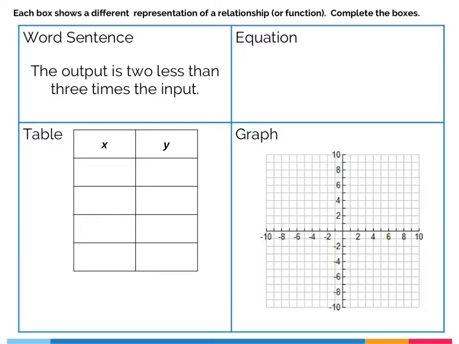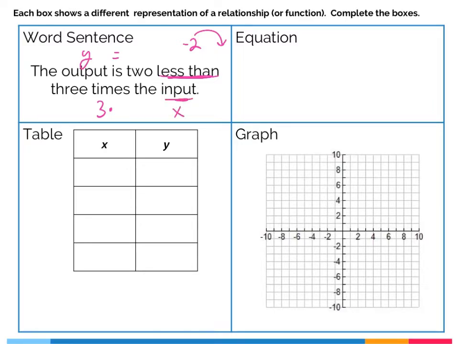So the first thing that I'm going to do is I'm going to write my equation on that. So I'm going to go through and pick out the important things I know. So it says the output, I know that's y, is going to be equal. 2 less than is going to make a minus 2, but remember that's going to send it to the back because of that less than there. 3 times, okay, so I'm going to have times 3 something, and the input, which is x.